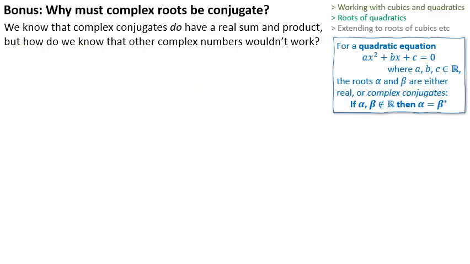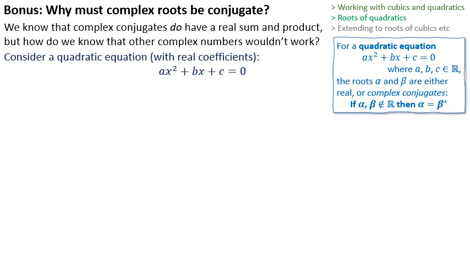This final section is just to tie up the loose ends. We demonstrated that it is sufficient to have complex conjugates if you need the sum and the product of your two numbers to be real. We didn't yet demonstrate that it is necessary to have complex conjugates. In order to show that every time you need a sum and a product to be real, the only possibility is that your two numbers are complex conjugates. That's what we're going to try to demonstrate here.